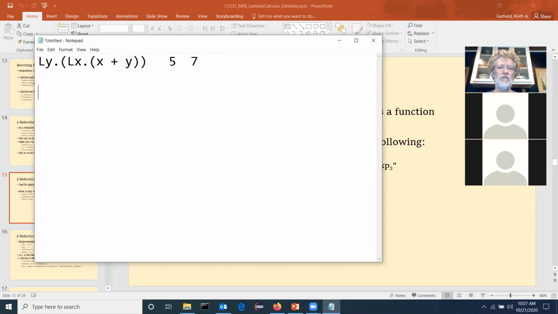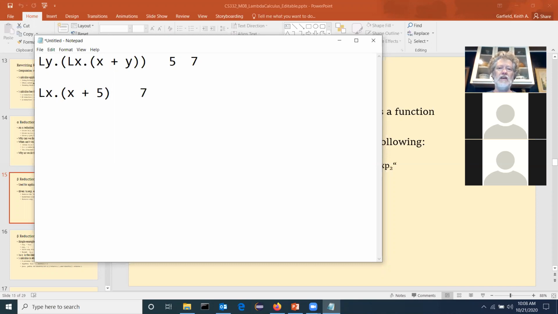You work from outside in. So replace the y, right? Now this thing becomes Lx. I get rid of the Ly dot, and it's x plus, and we replace every occurrence of y with 5. And then I have a 7 out here.